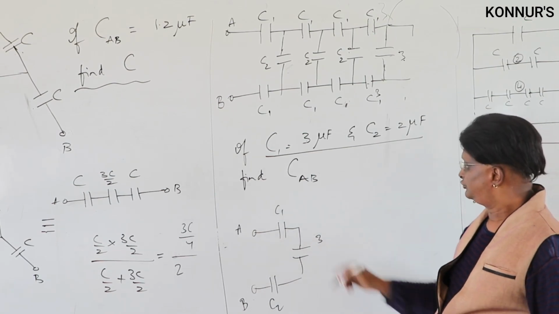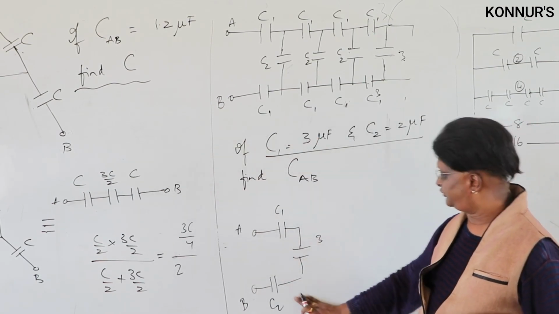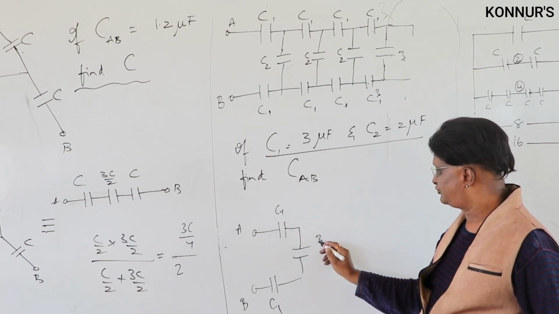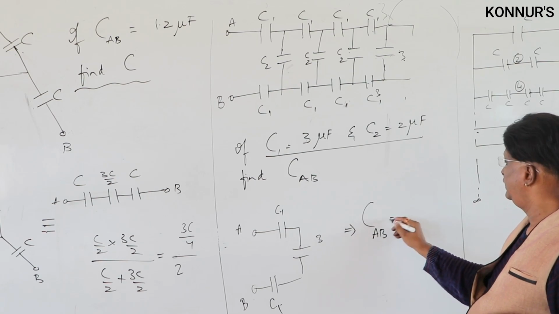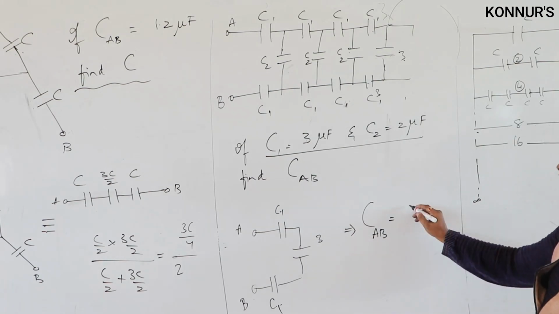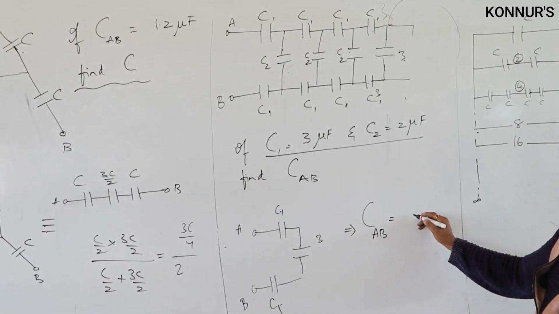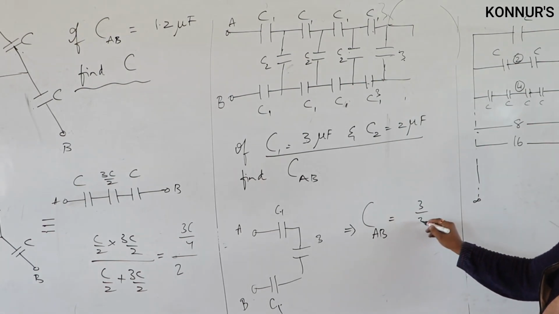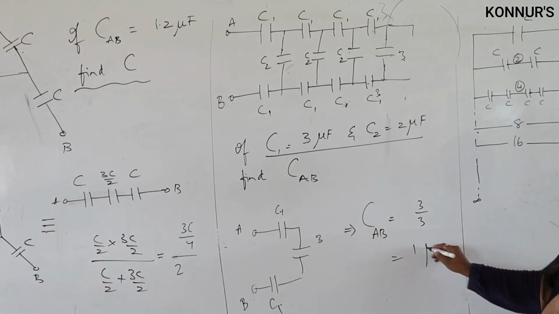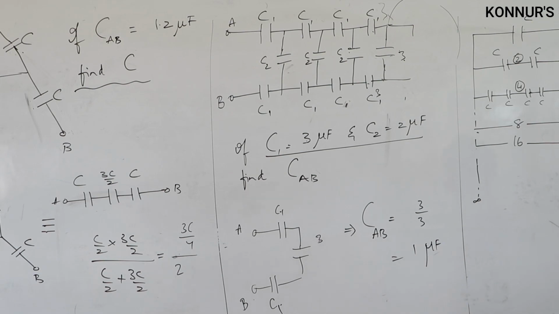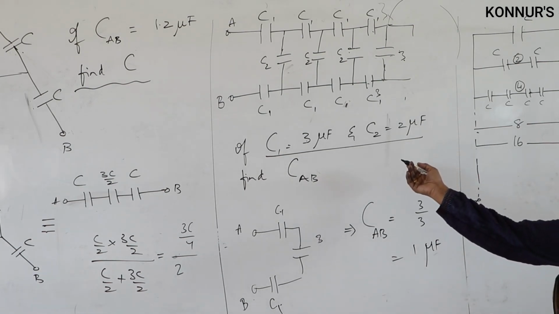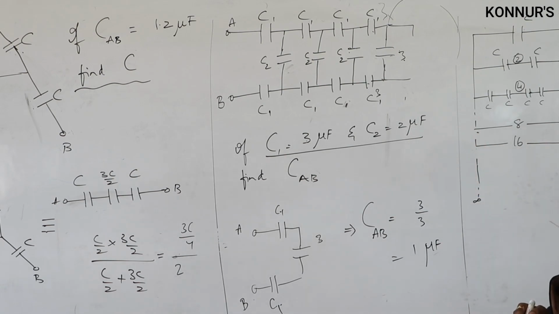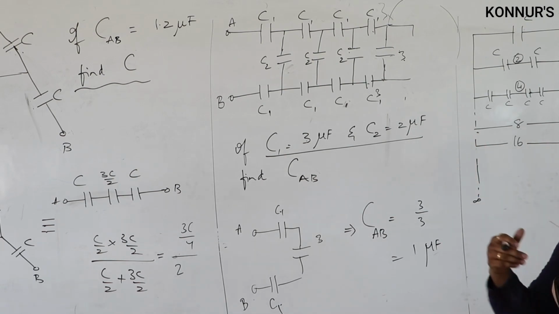You got it. So now this one is also C1, right? Now 3, 3, 3. So the final answer is C AB equal to, right? Series combination, identical. Therefore the answer is 3 by 3, 1 microfarad is the answer. Successive reduction method. Same successive reduction, but in a slightly different way than I have shown.